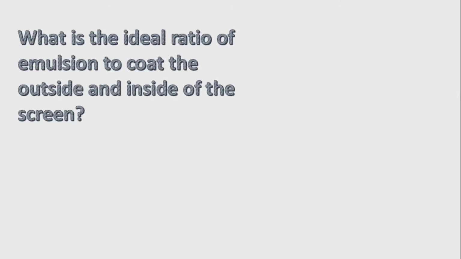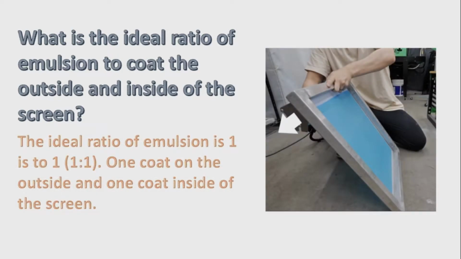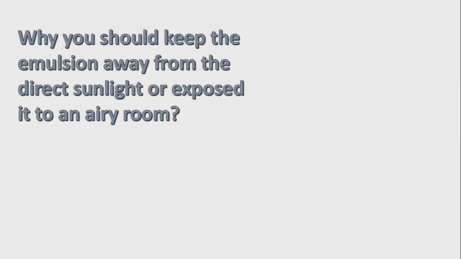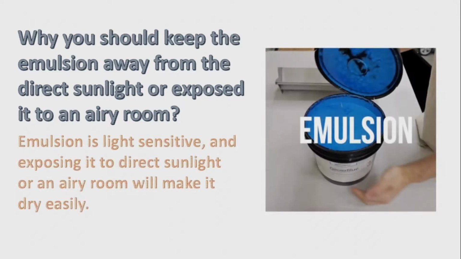Number 9. What is the ideal ratio of emulsion to coat the outside and inside of the screen? The answer is, the ideal ratio of emulsion is 1:1. 1 coat on the outside and 1 coat inside of the screen. Number 10. Why should you keep the emulsion away from direct sunlight or exposure to an airy room? The answer is, emulsion is light sensitive, and exposing it to direct sunlight or an airy room will make it dry easily.